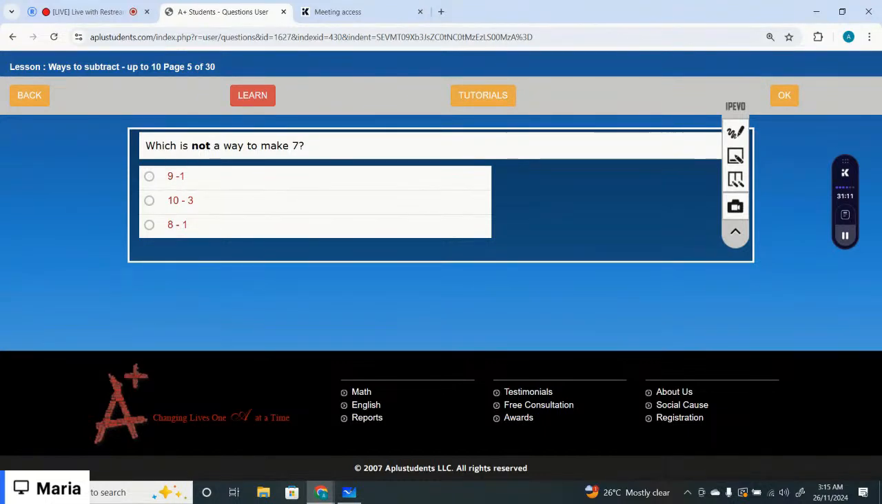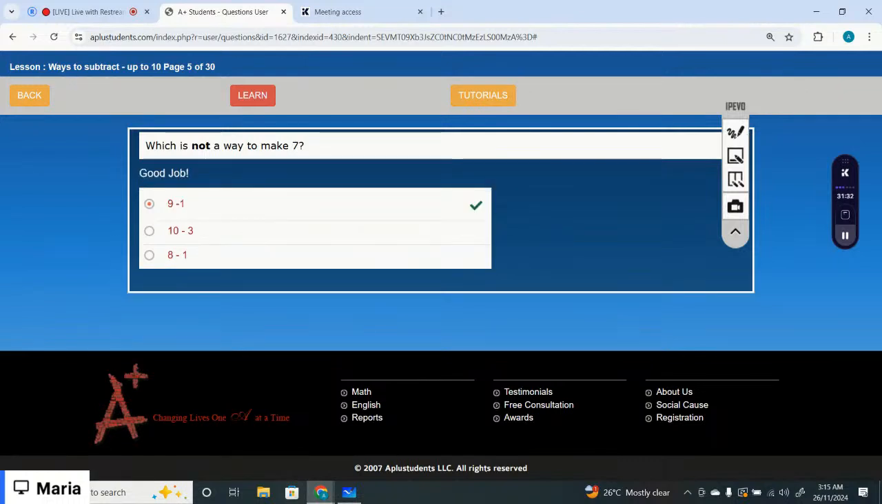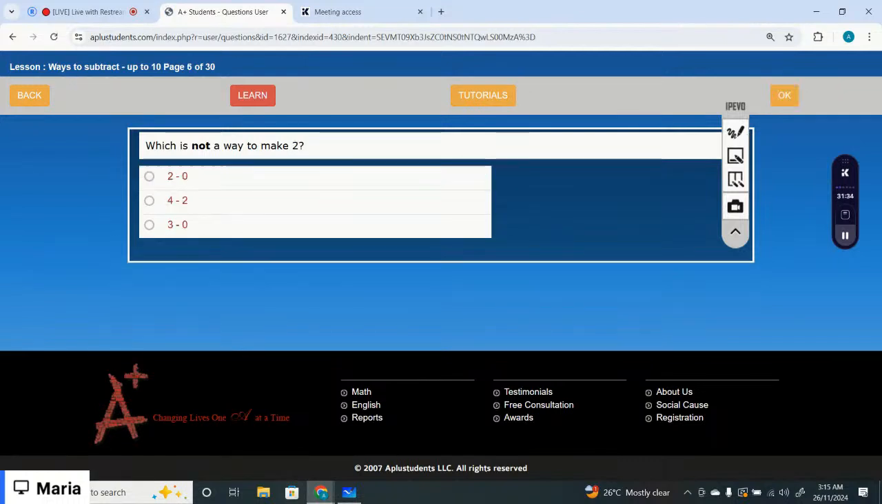Which is not a way to make 7. Which is the correct option? That is 9 take away 1. That is the only option that does not make 7, right? Option number 1 is the correct option.